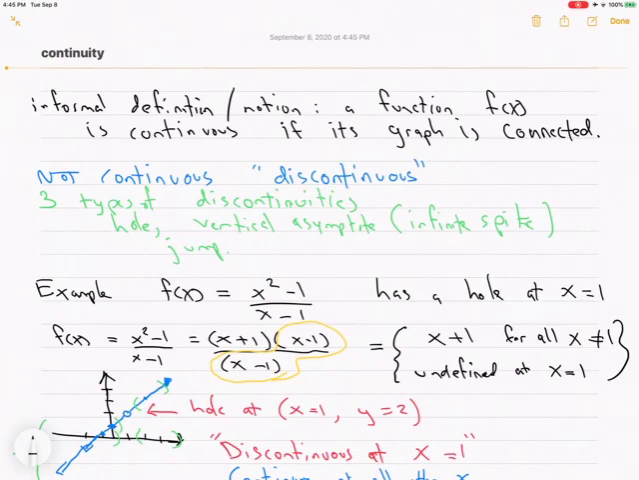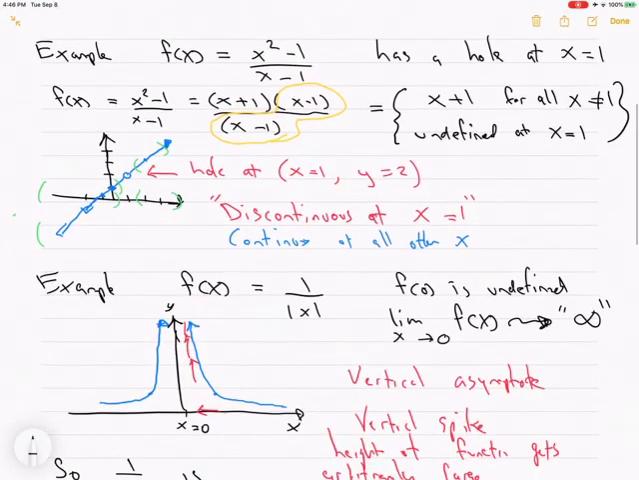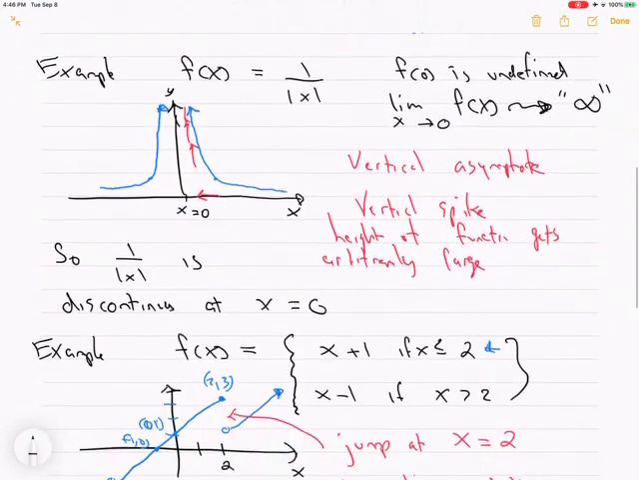Alright, so we just went over the informal definition, the notion of what it means for a function to be continuous. It involves analyzing the graph of the function. And there are three bad things that can occur: discontinuities, jump, hole. So here we have a hole, or an asymptote, or a jump.